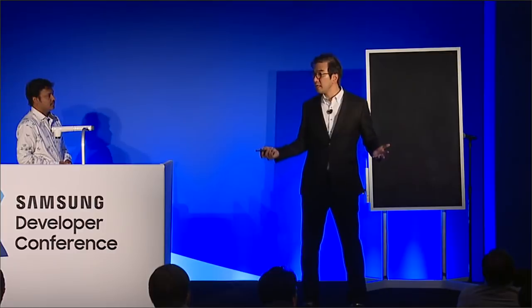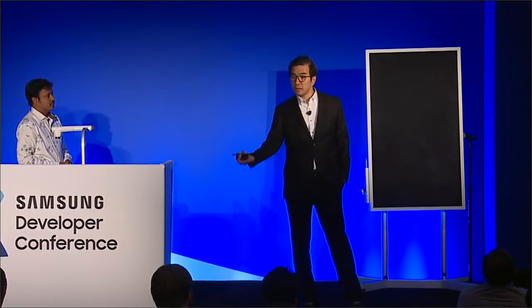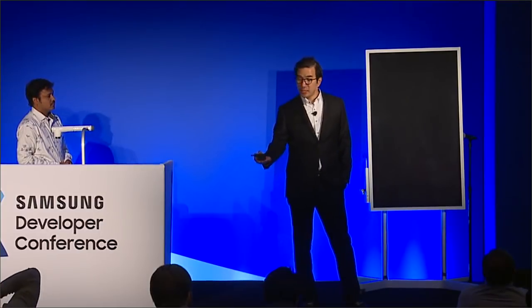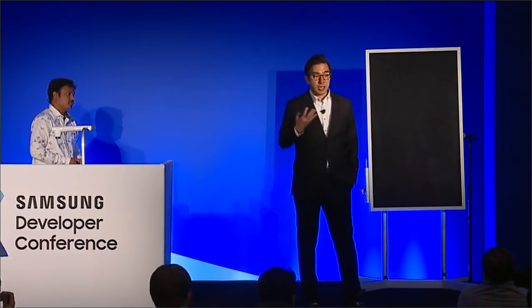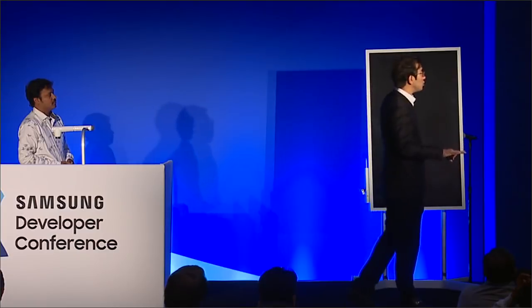But this table doesn't mean that the light device type in SmartThings only has these capabilities. Any capability can be set up for the light. So if your light is portable, then there can be a battery in it. Then there must be battery capability for that device. Then you can ask Bixby what's the battery status of the light, then Bixby will return like 75% left. So there's no restriction on using the capabilities for each device type.